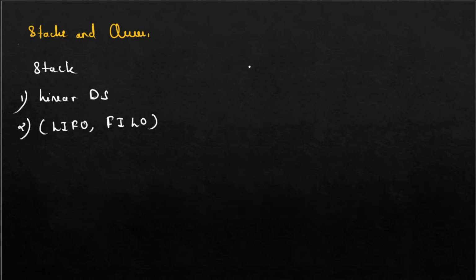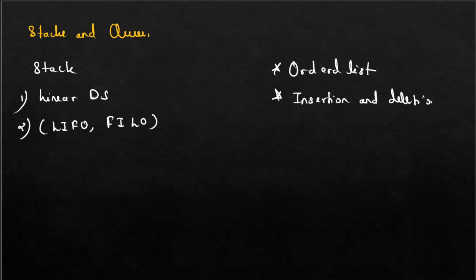All right, and yes, second is ordered list. It gives us an ordered list, with insertion and deletion done at one end. And which is that end? It is the top end. So in stack, insertion and deletion both are done from the top. This is the property, and we always get an ordered list.